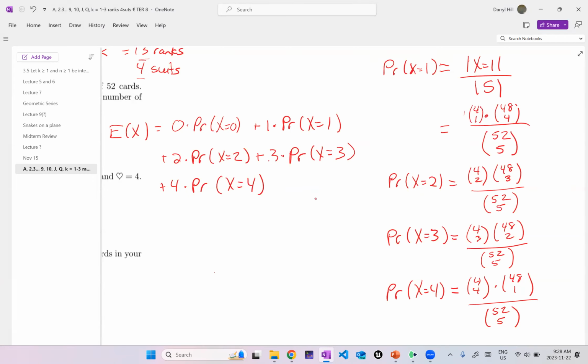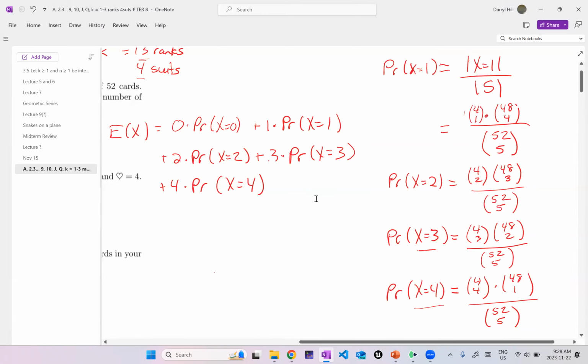If I have 3 8s, then again, 4 choose 3, and then I have only 2 cards left over to choose from the 48 cards that are not 8s. And then if I have 4 8s in my hand, well, 4 choose 4. I had 4 8s, I chose 4 of them. That's also equal to 1. And then I have 1 additional card to choose from the 48 remaining.